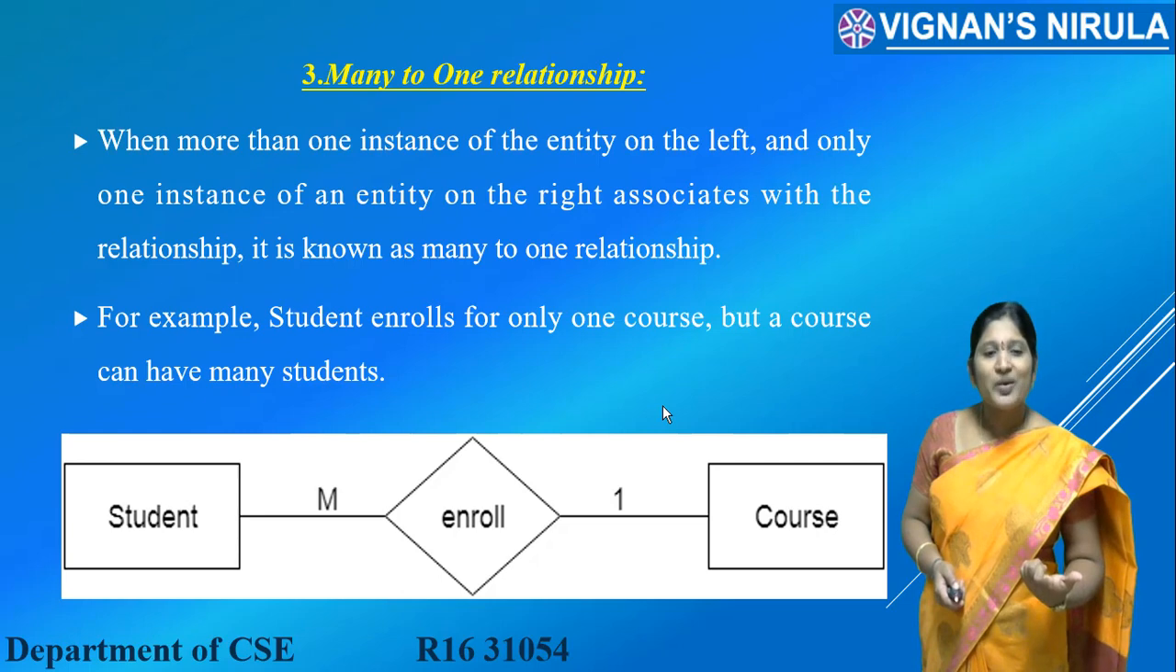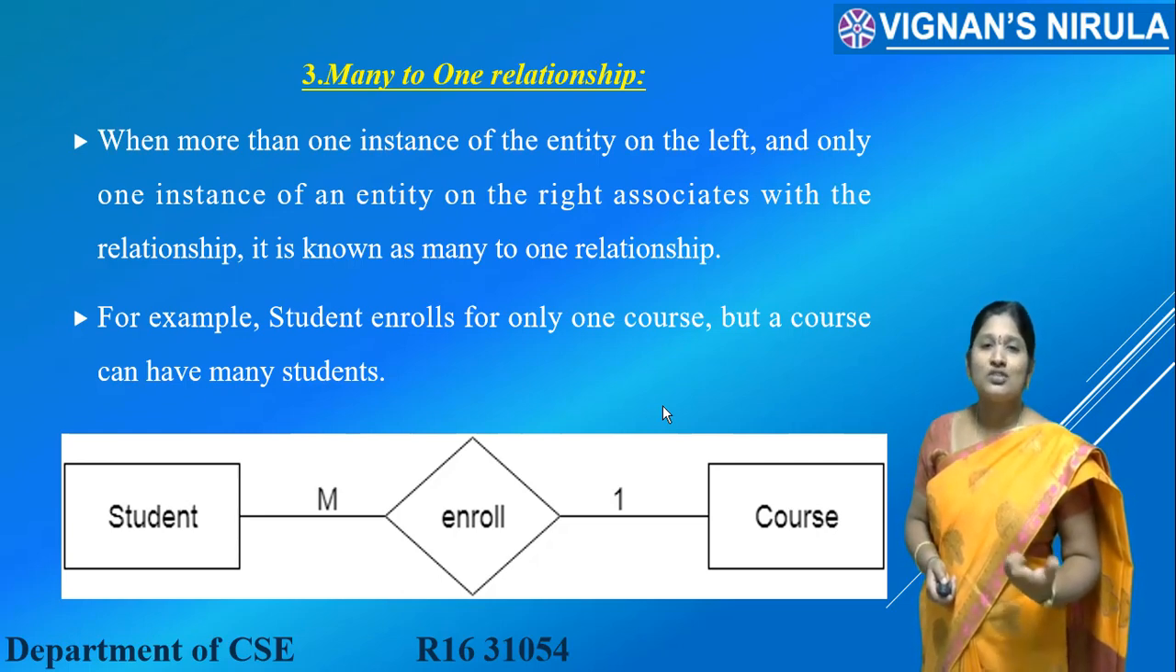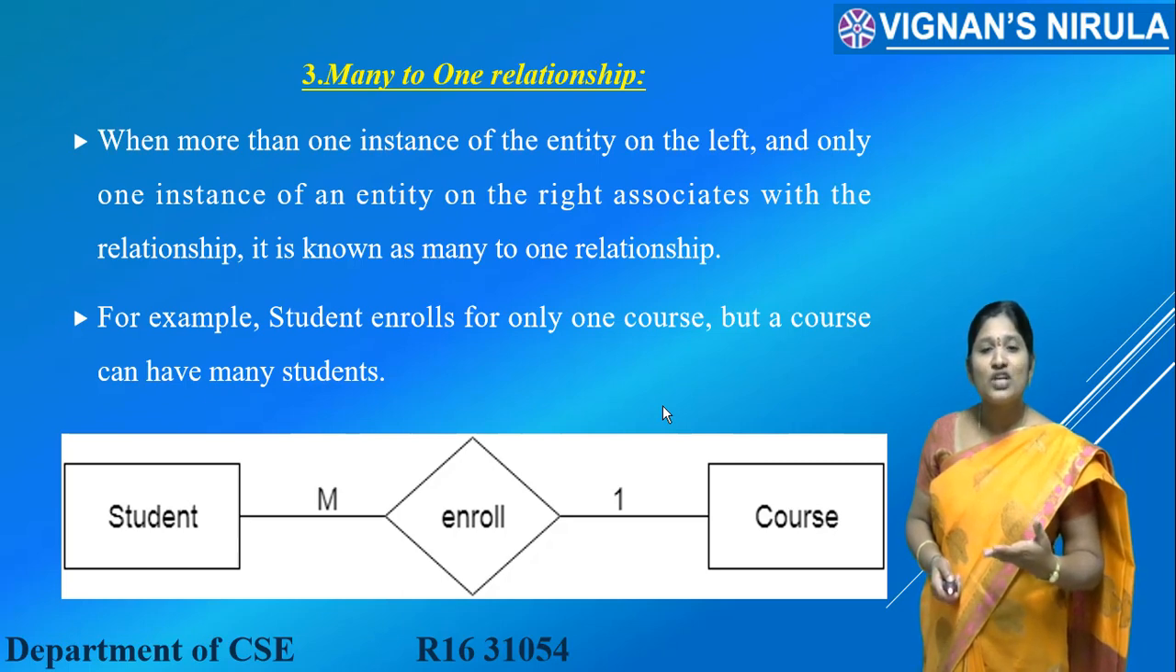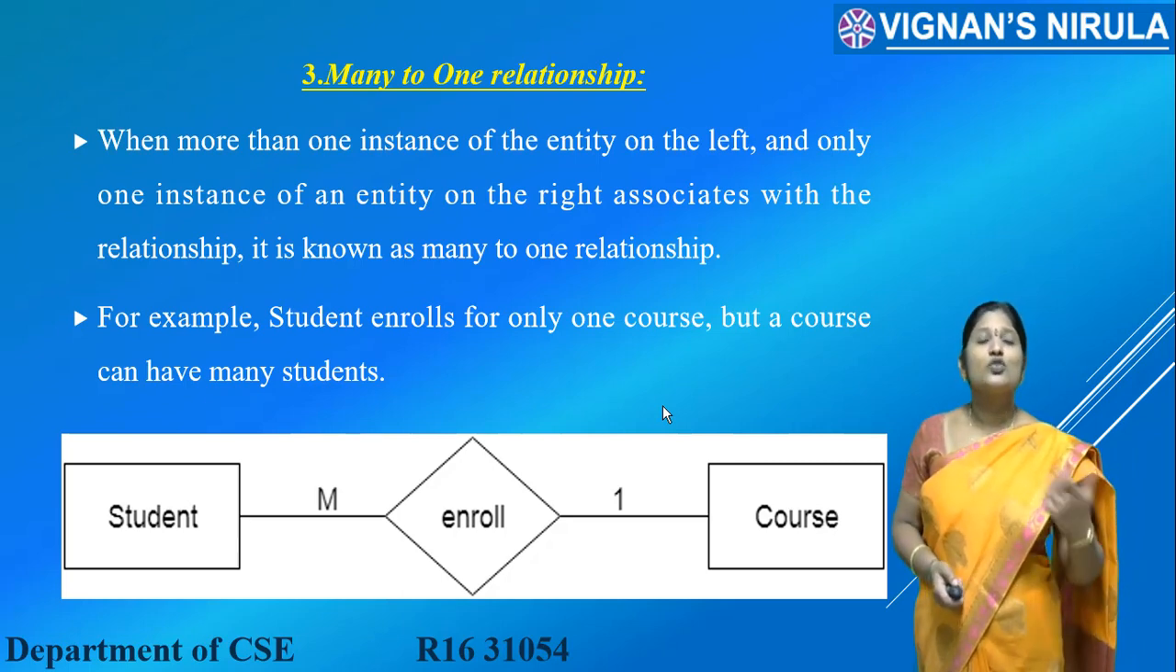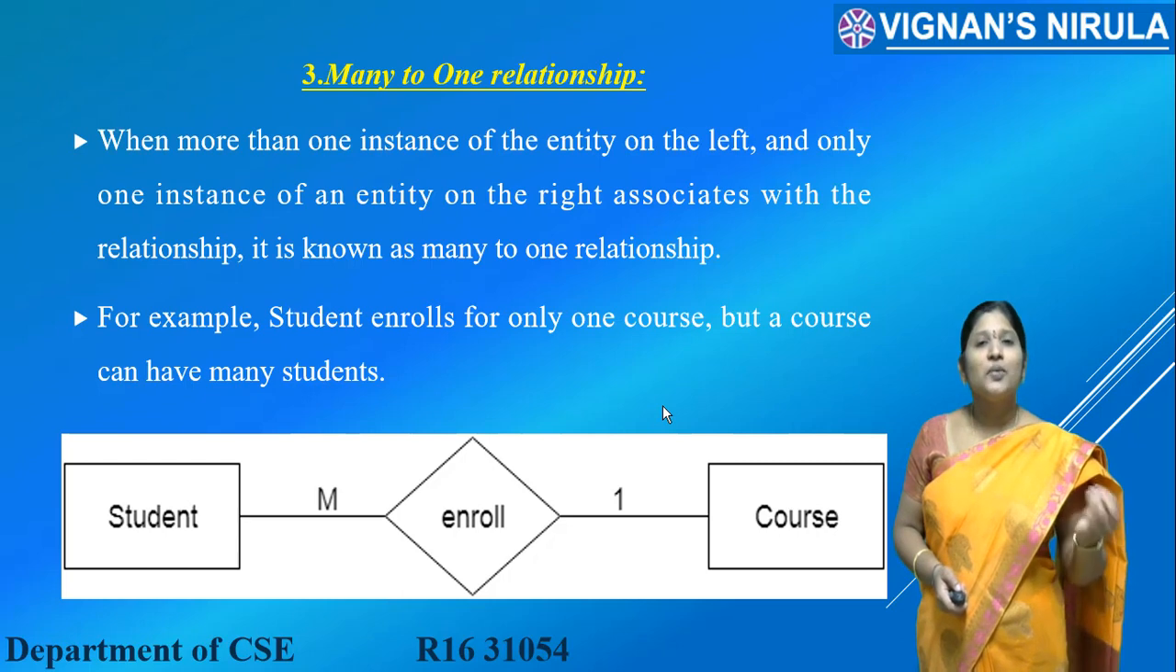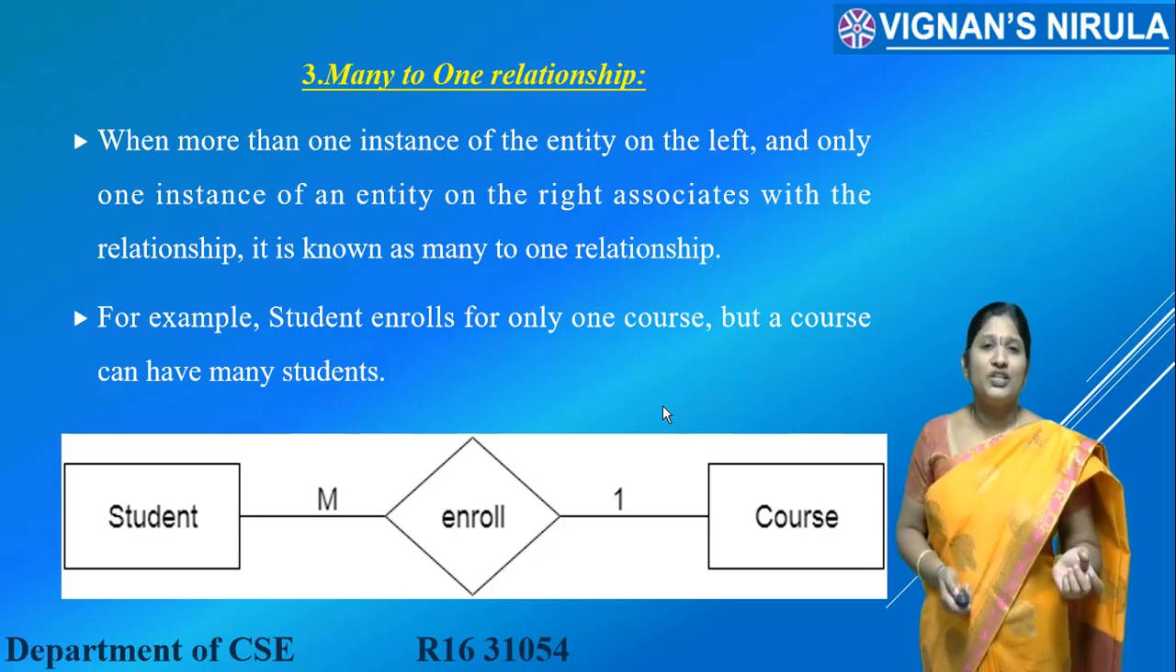So what is the participation of student? Student can enroll to only one course. The course can consist of how many students? Many number of students. So what is the type of relationship here? Many-to-one relationship. So this is the type of many-to-one relationships.